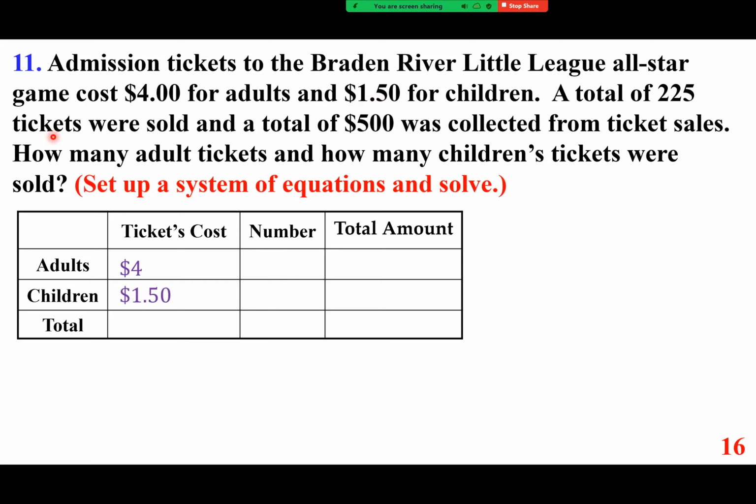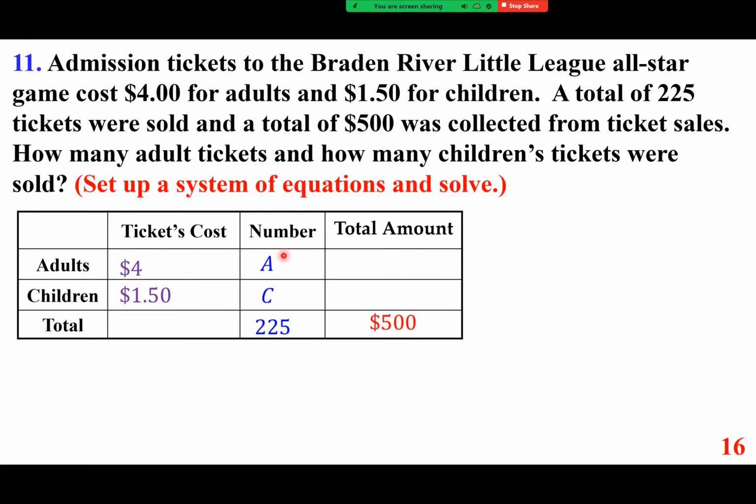Now, a total of 225 tickets. So the number of tickets is here, total is here, 225. And we are going to collect a total of $500. The total amount, $500 here. Now, how many of each we don't know. I can go with X and Y, or A for adults, C for the children. I think it makes it easier that way.